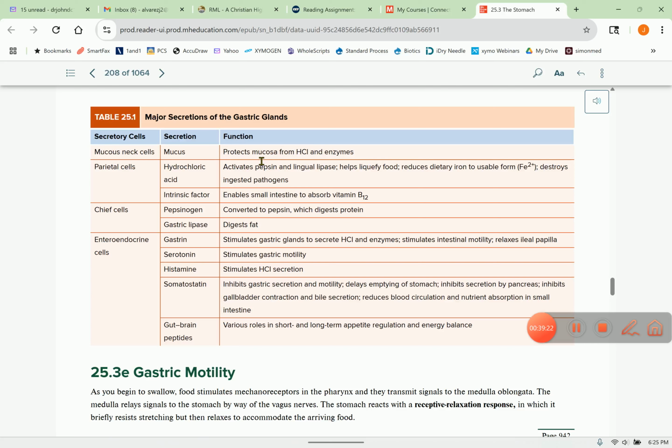Okay, so the mucus protects from hydrochloric acid. Hydrochloric acid activates pepsin, helps unravel dietary proteins, helps kill pathogens such as H. pylori. Intrinsic factor helps the absorption of vitamin B12. Make sure it's methylcobalamin. Chief cells secrete the pepsinogen and gastric lipase. And then the enteroendocrine cells, so gastrins, serotonin, a lot of serotonin is actually manufactured in the gut. Okay, some authors claim it's as high as 90% of your serotonin is manufactured in the gut. Okay, and serotonin is that mood hormone.